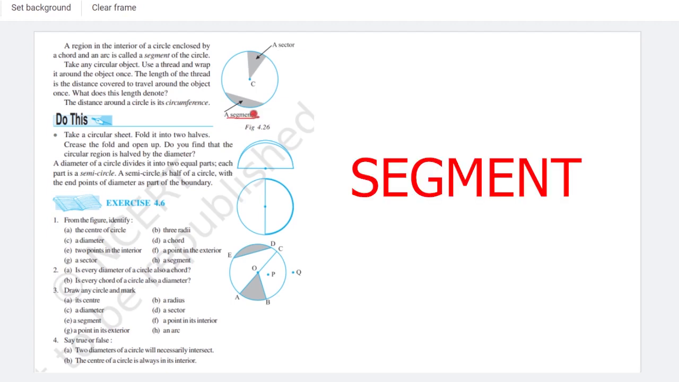What is a segment? If you connect these 2 points on the circle by a straight line, that is called a chord. So this arc and this chord, the area between them is called the segment. A region in the interior of the circle enclosed by a chord and an arc is called a segment of the circle.